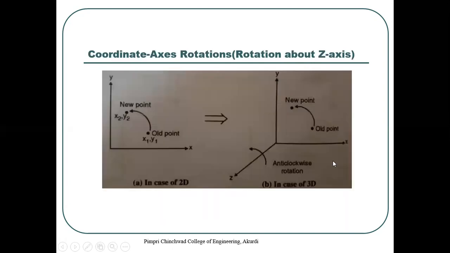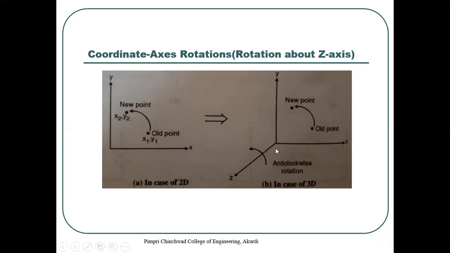So let's consider the point that we want to rotate in case of 2D, and the point that we want to rotate in case of 3D. Now here we need to perform the rotation about the z-axis, either in the clockwise or anti-clockwise direction. Here the direction indicates anti-clockwise, means positive angle.